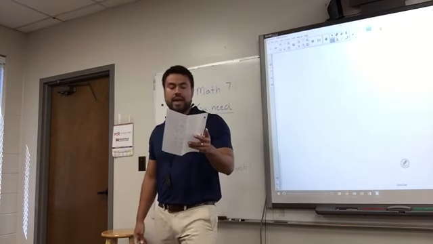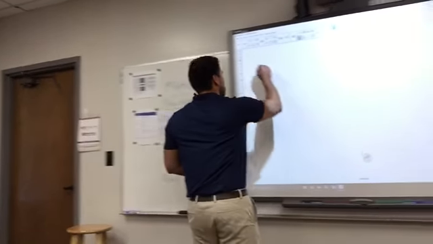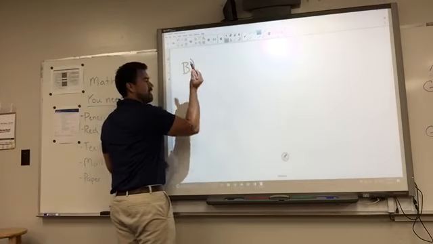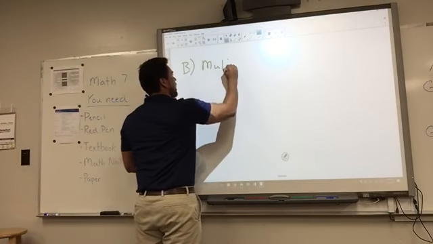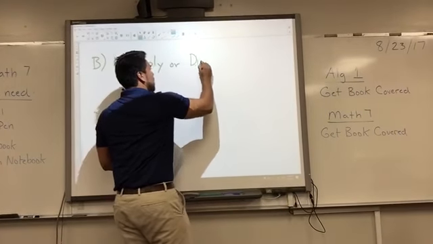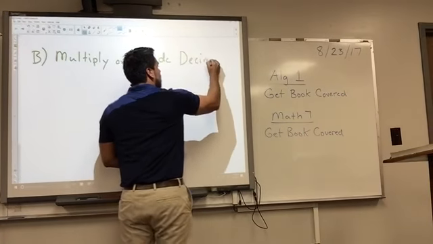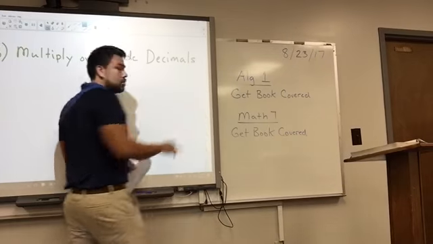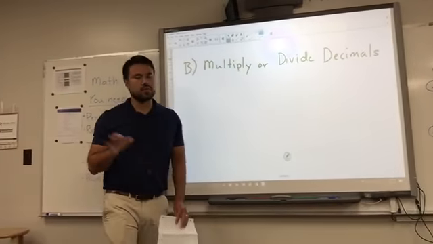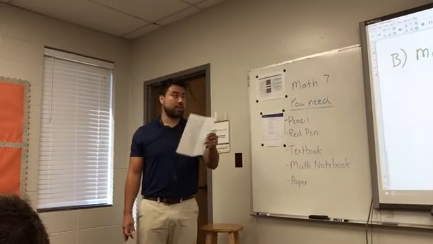Okay, so what we're going to do now is look at multiplying or dividing decimals. So this is part B. Multiply. So back to your notebook. And again, if you're not done with the problems you're working on, 1 through 6, that's okay. We'll go back to those. But we're going to go over multiplying or dividing decimals.